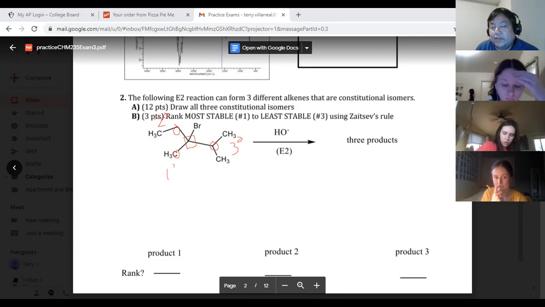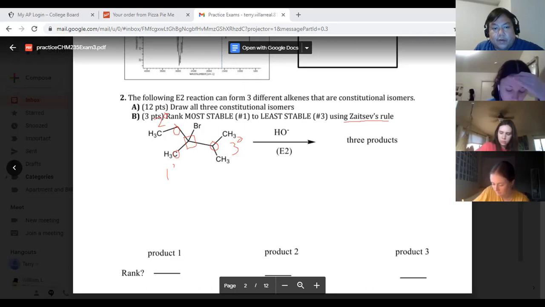So in a Zaitsev product, what is going to be the favored one? Which carbon do I want to take a proton from? Primary, secondary, tertiary, according to Zaitsev? The highest order substitution, the one that is attached to the most carbons or the one that's attached to the least hydrogens. That's essentially the same thing. So which one is that going to be? Primary, secondary, tertiary? Tertiary. Zaitsev is you're always going to take it from the highest order. So from the tertiary, then the secondary, then the primary.